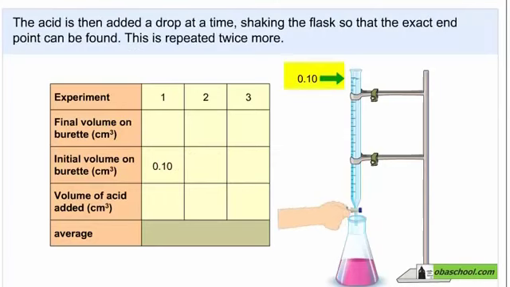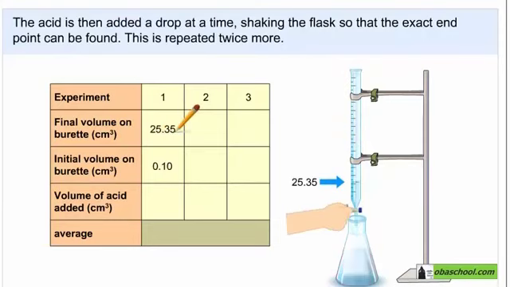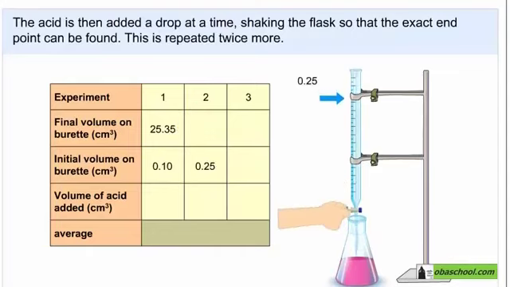The starting point of the first experiment is 0.1. As the solution is pink, we will continue dropping. The color disappears, so we stop dropping. We reach a final volume of 25.35.